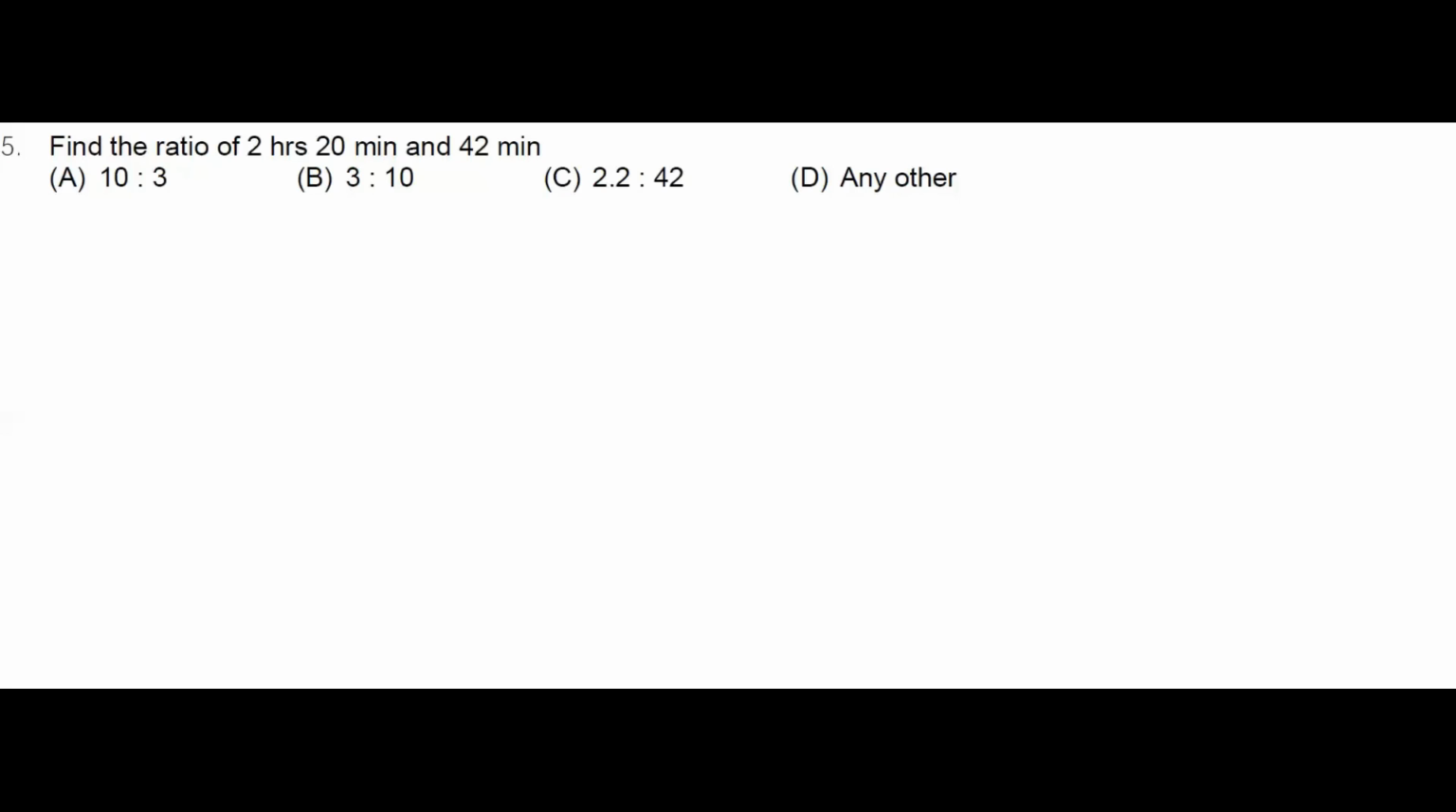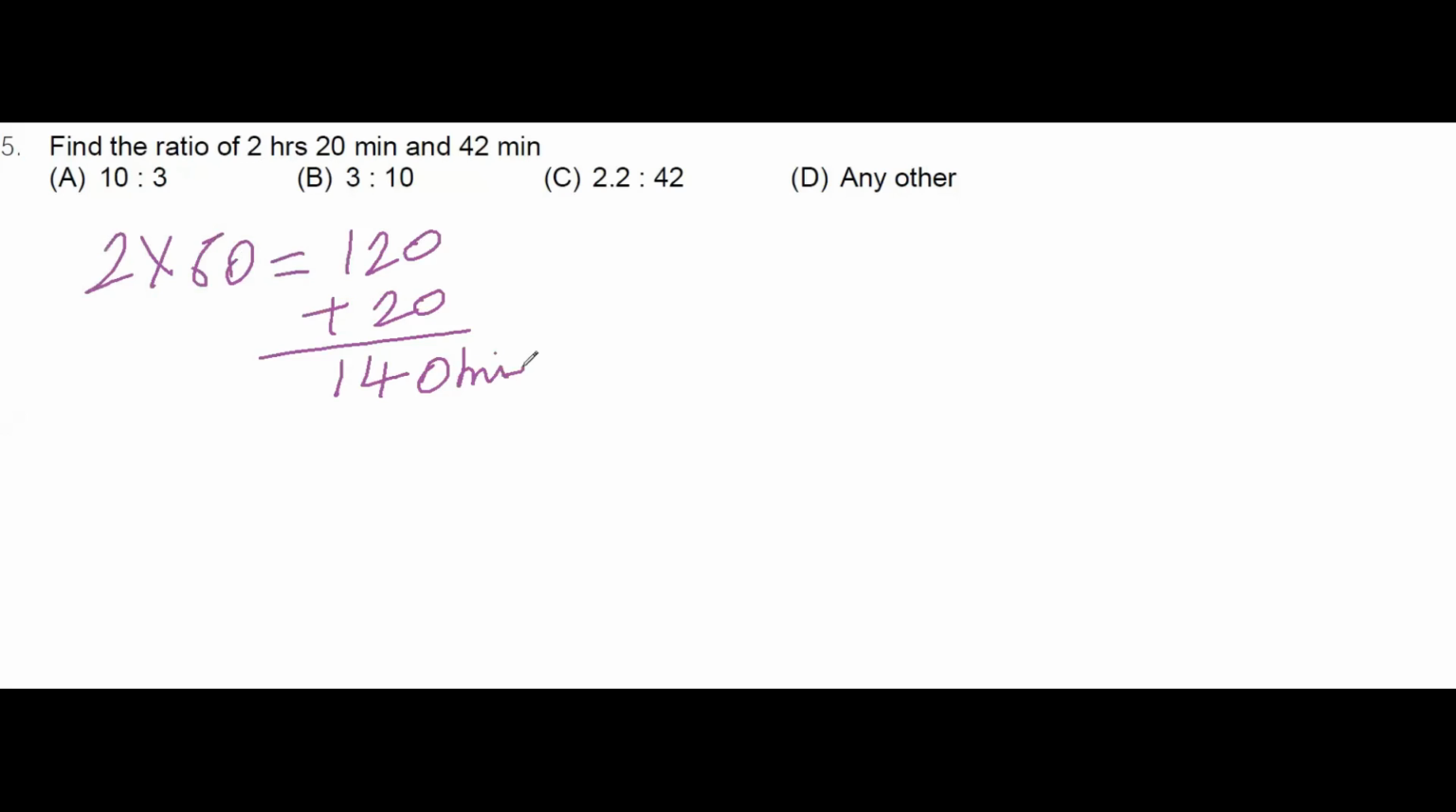Okay, fine. So the next question we have, find the ratio of 2 hours 20 minutes and 42 minutes. So I need to convert these 2 hours into minutes. So that will be 2 into 60, plus 20, that will be 120 plus 20, which comes out to 140 minutes. I need to find the ratio. So 140 minutes upon 42 minutes.